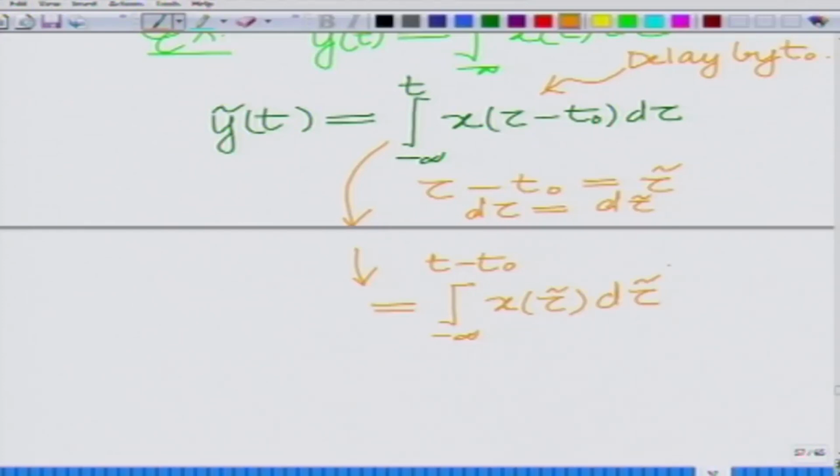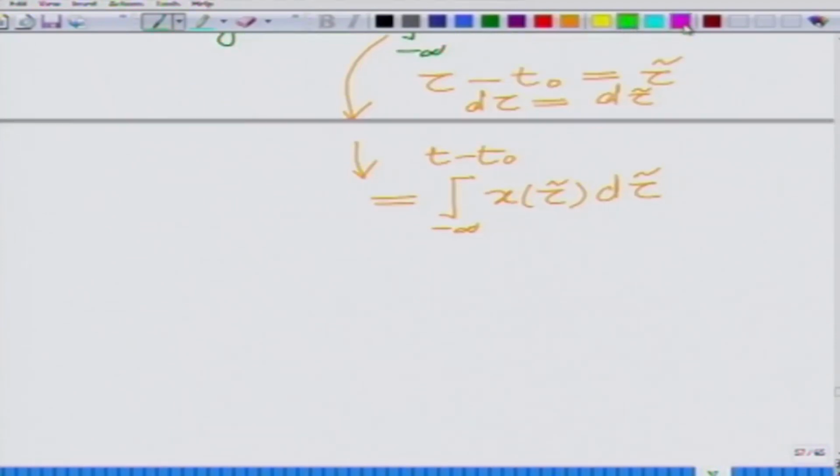and you can see that this is nothing but y of t minus t0.